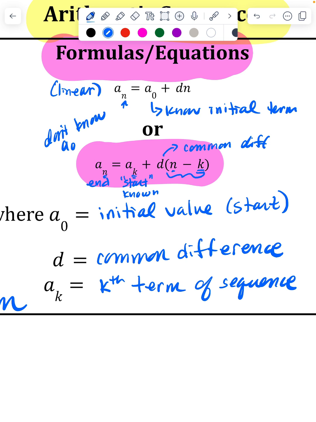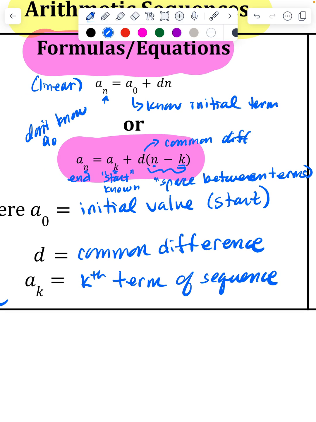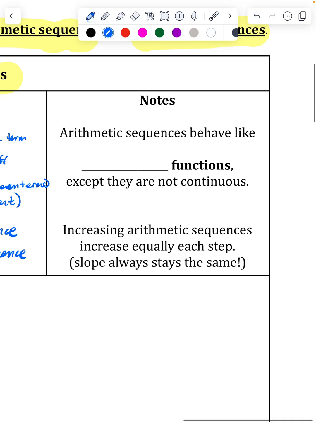So what this is essentially finding is the space between the terms. If I'm on the second term and I'm trying to get to the fifth term, I would be doing 5 minus 2 and say, oh, I'm going to be using my common difference 3 times, because there are 3 spaces between the 2 terms I'm trying to get to. And we'll see this in action.